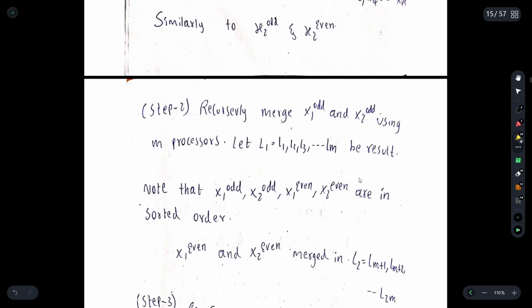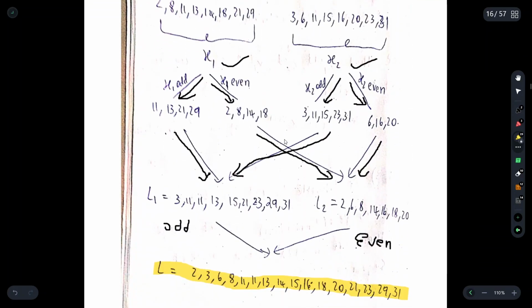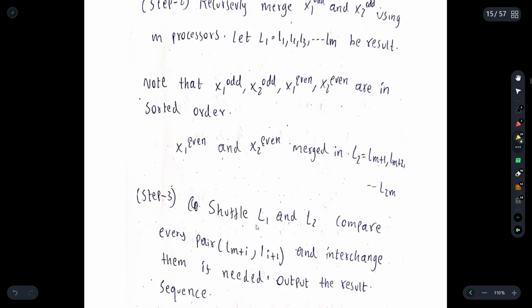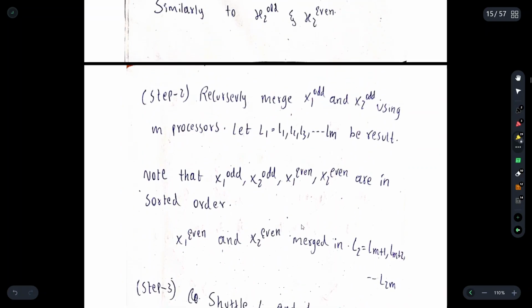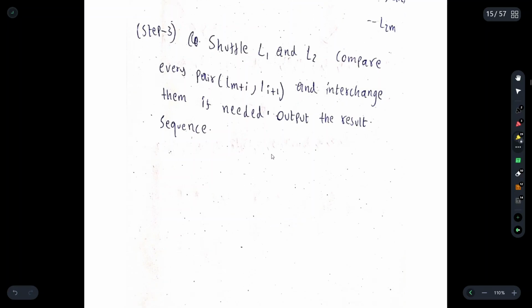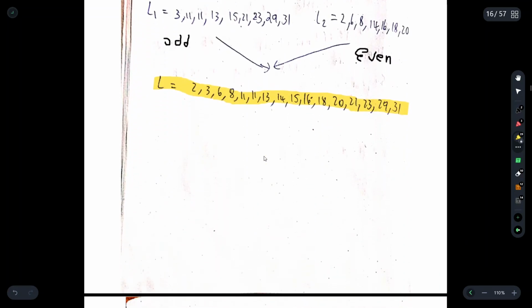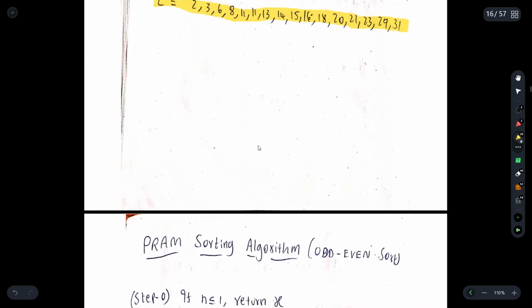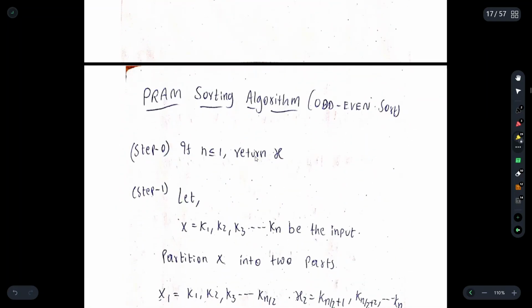So recursively merge x1 odd and x2 odd, and then x1 even and x2 even. We merge all these things, and then shuffle L1 and L2. Note that x1 odd, x2 odd, x1 even, x2 even should be in sorted order. Then shuffle L1 and L2, compare every pair of i plus 1 and m plus 1, that is even and odd values, and interchange them if needed. Output the result sequence. In this way the values are arranged at last.